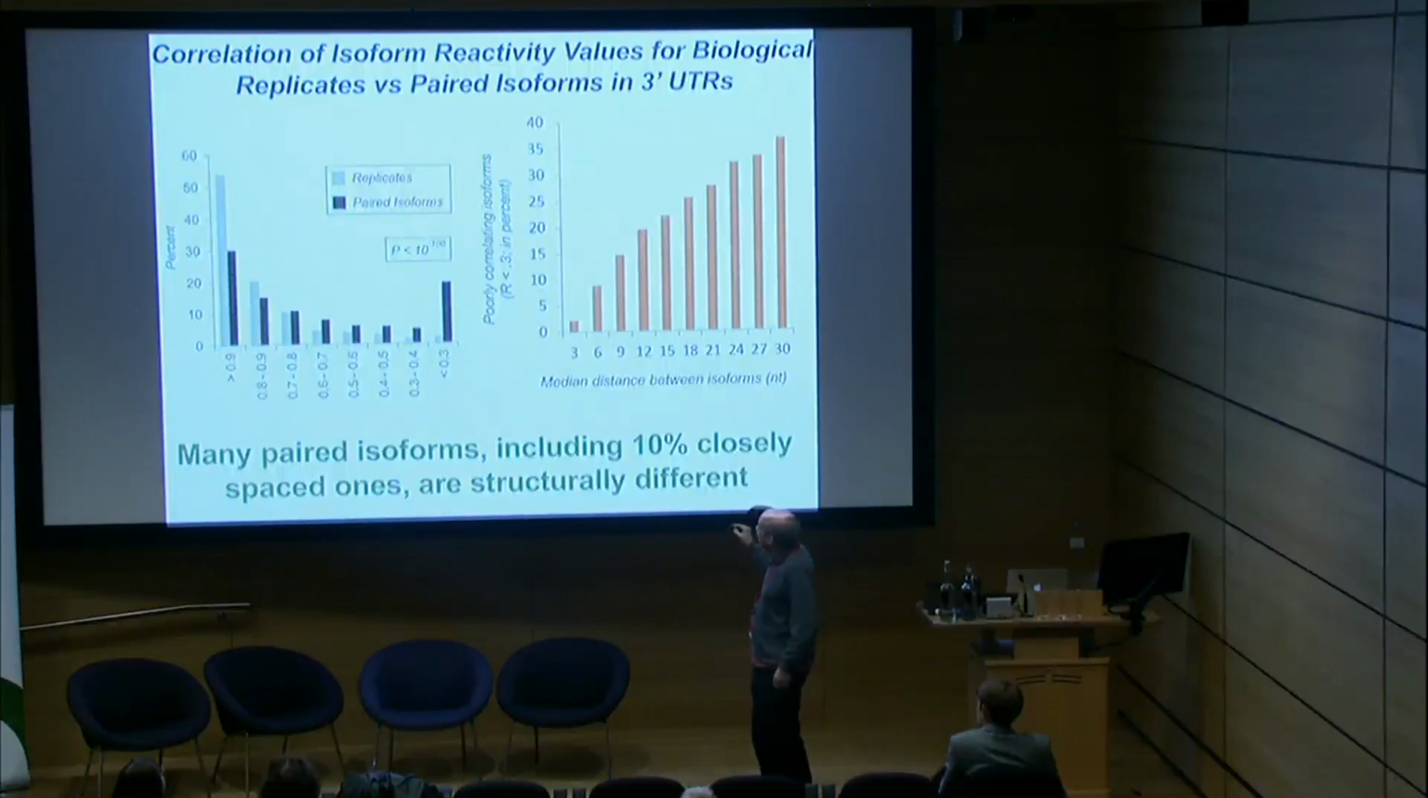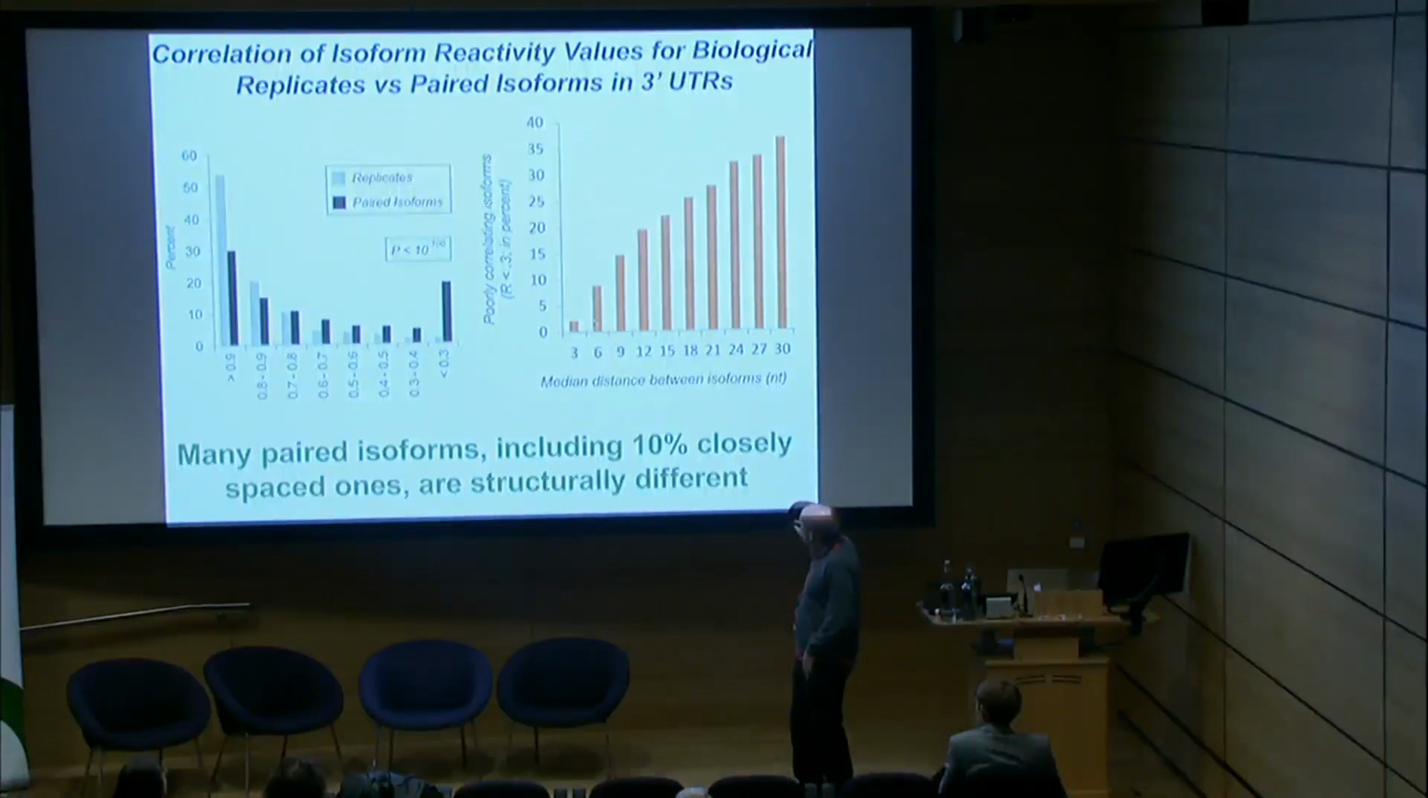But now if we look at paired isoforms, these are the ones that are of interest, you can see that there's a class of them, maybe 20, 30% of them, that are extremely poorly correlated. I mean, this is really, really bad correlation. And it turns out that the poorly correlated isoforms, of course, get higher and higher as the distance gets longer and longer. But even at distances like 3 and 6 base pairs, a significant number of those guys, and we're talking hundreds of examples here, it's not one or two things, have really bad correlation even when they're only a few bases apart. So many paired isoforms, including 10% of closely spaced ones, are structurally different.